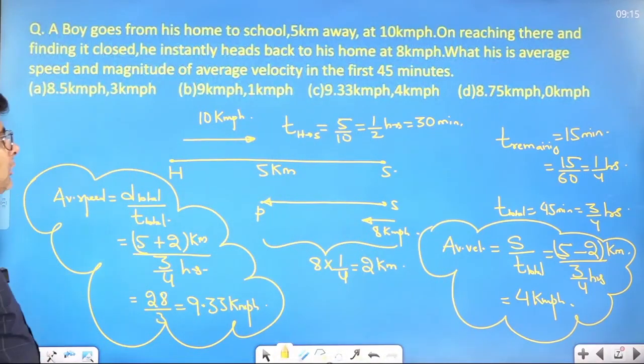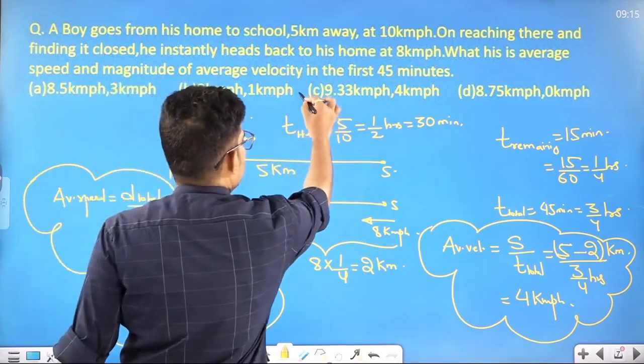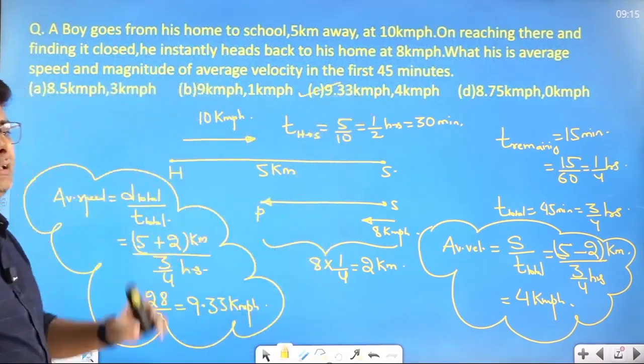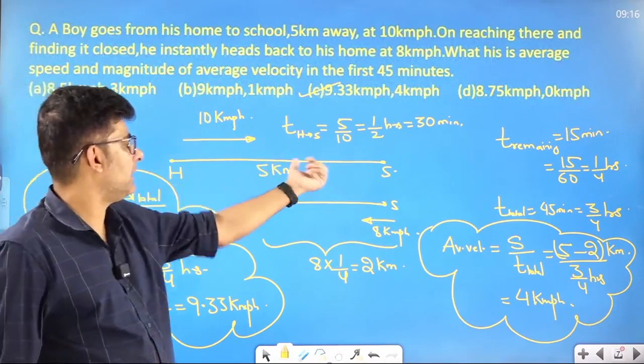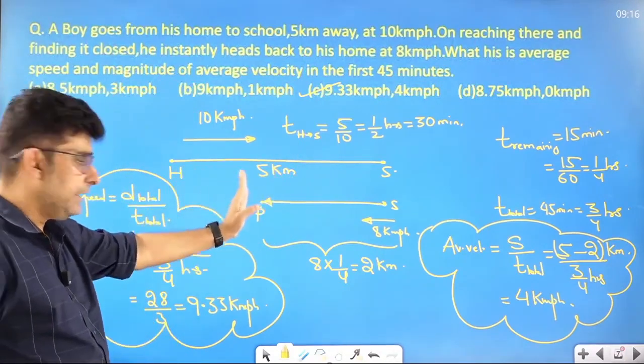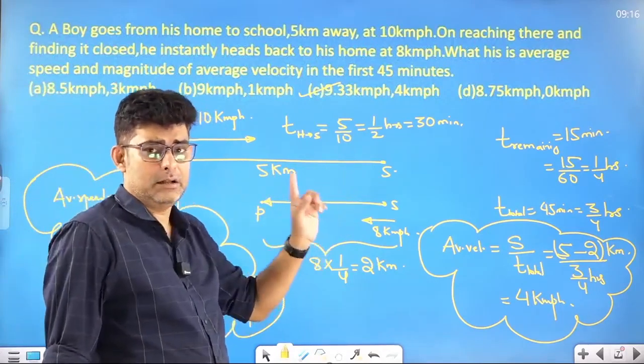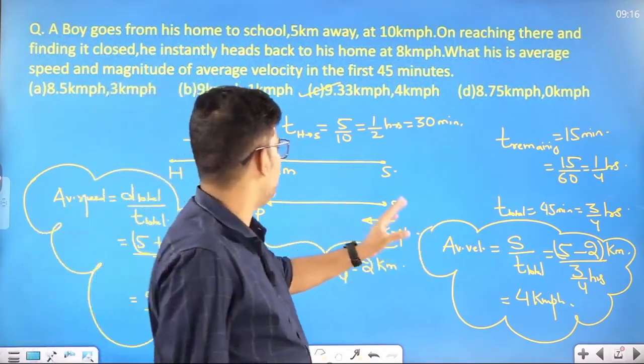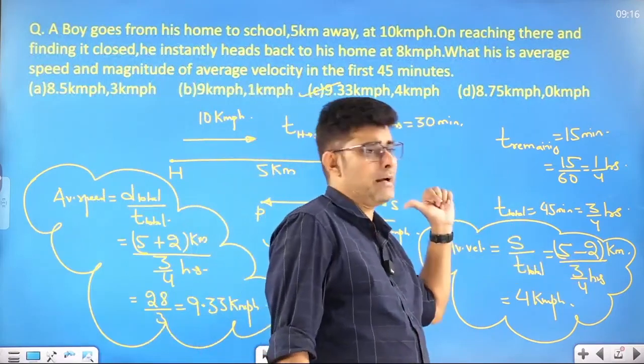So which is now the correct option? If you see 9.33 and 4, that is option C. First we are moving forward, then backwards. Find the total time, total distance traveled, and if there is a change in direction, then we will say displacement will be forward distance minus backward distance.